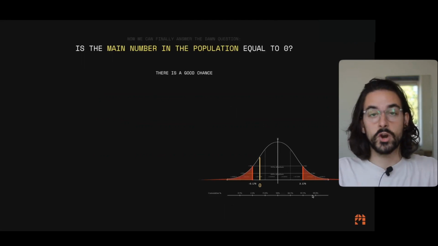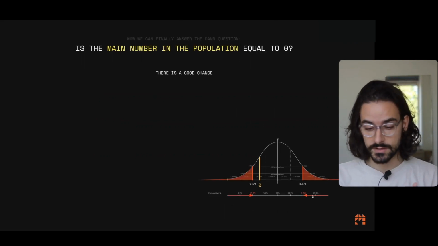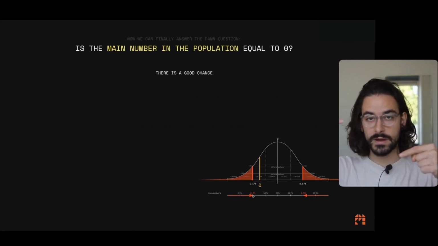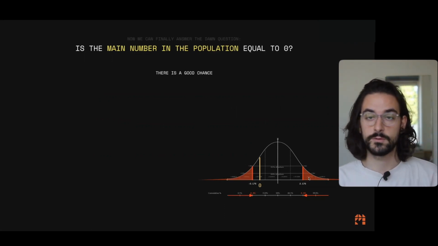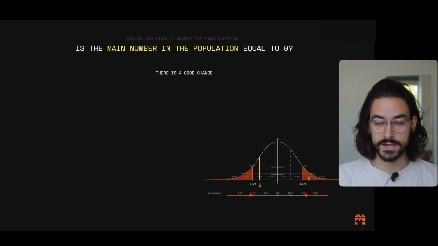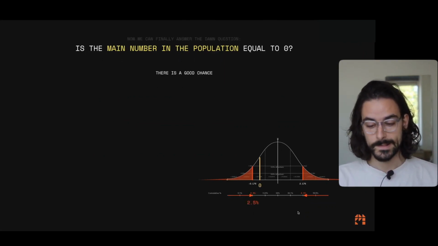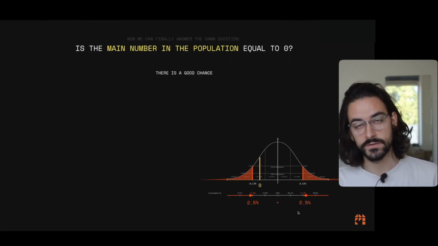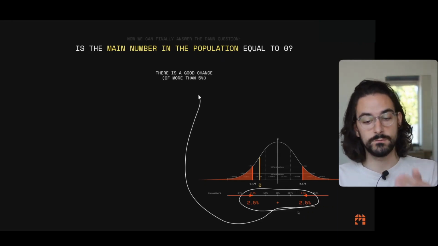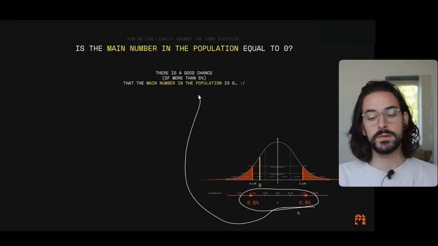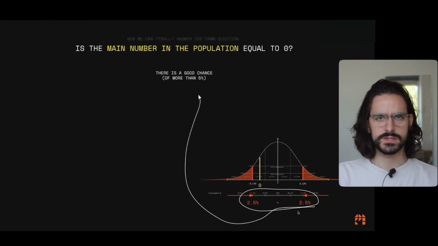Okay. And now I marked the tails, and we're going to talk about them. The tails that I marked here are 2.5% coming from either side. So 2.5% coming from this side, 2.5% coming from this side. They're the cumulative percentages that you can get with this ruler, right? So there is a chance of 2.5% on one side and 2.5% on the other side, which adds up to 5%. So there's a good chance of more than 5% that the mean number in the population is 0. Okay, so pause this and take a second to process this.